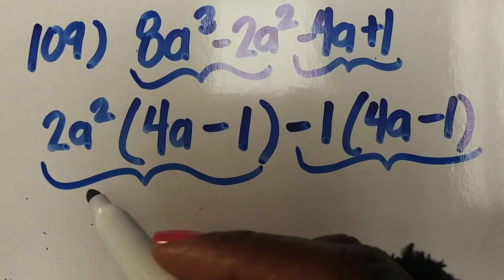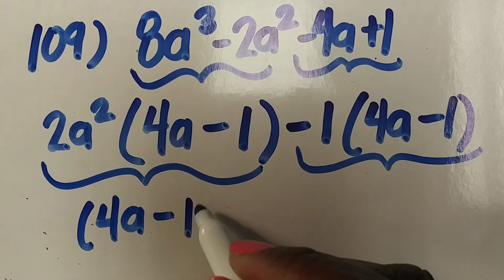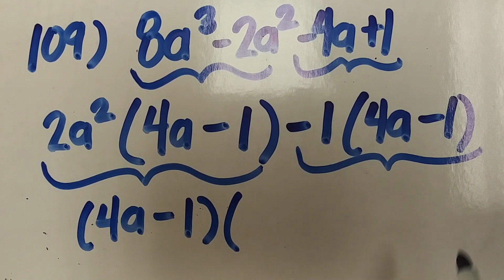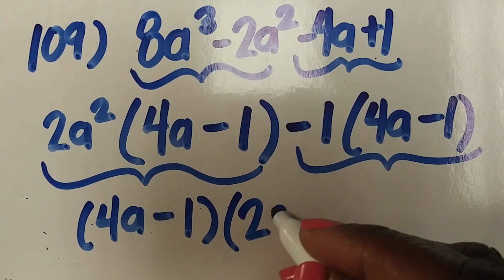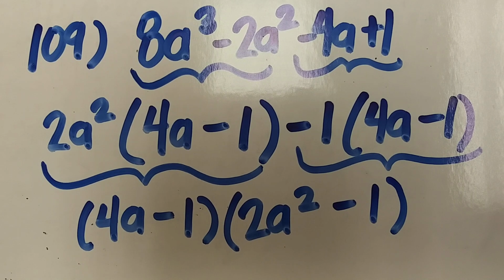What is my greatest common factor? 4a minus 1. What were the uncommon factors? 2a squared, and then that minus 1 you must write down. So if something cancels out to 1, you need to write 1.